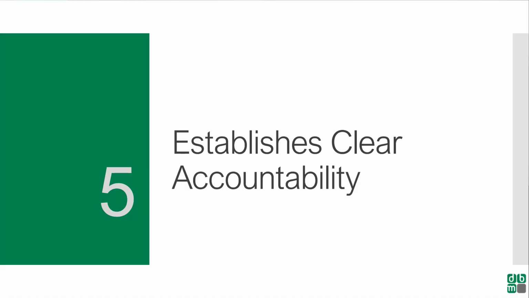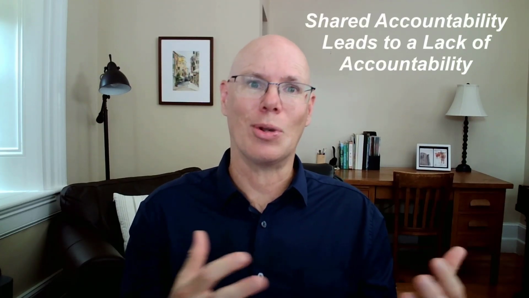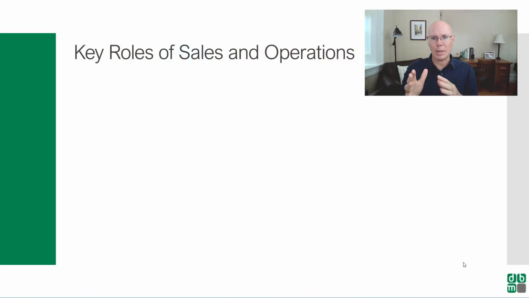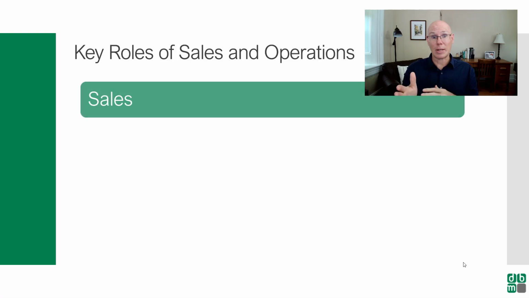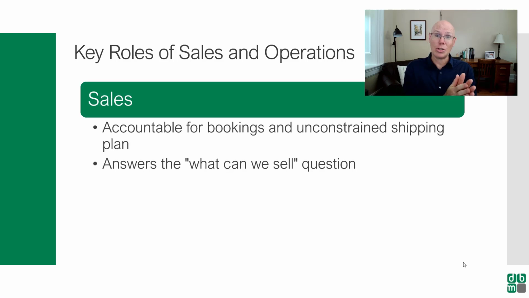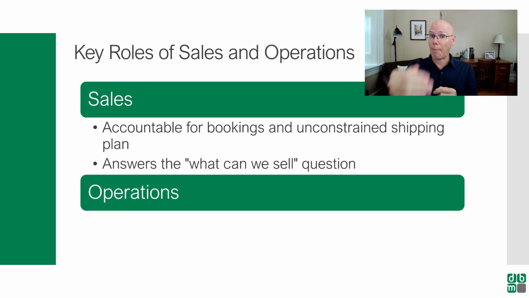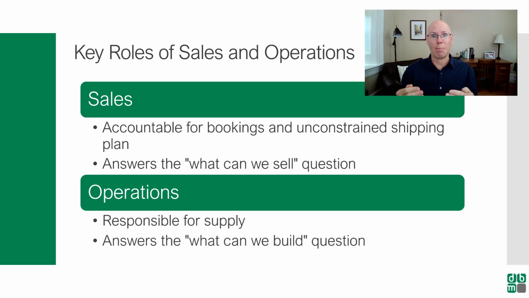The 5-section sheet also establishes clear accountability. Shared accountability leads to lack of accountability. The demand plan is broken between bookings and shipments. Sales is accountable for bookings and the unconstrained shipping plan. This answers the what can we sell question. Operations is responsible for supply. What can we build? The final shipping plan is an agreed on outcome of the process.